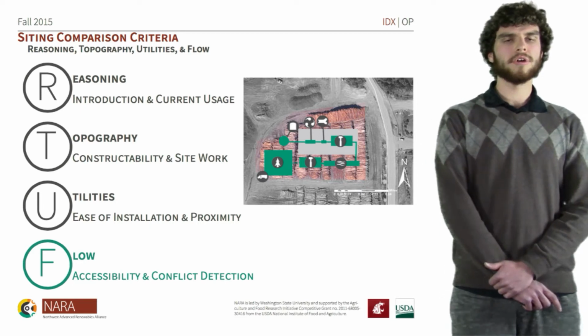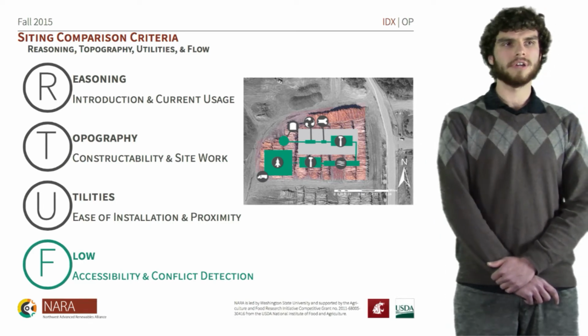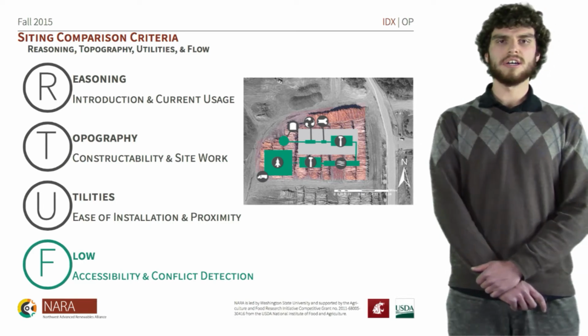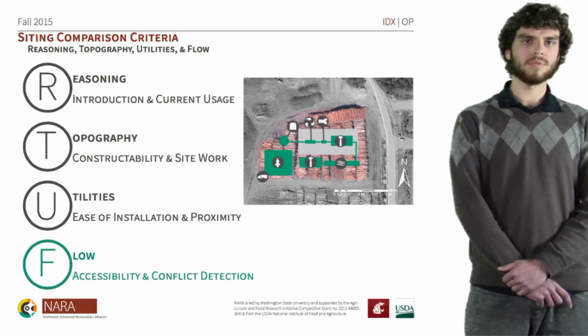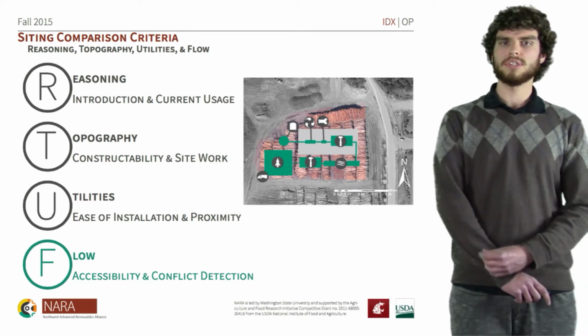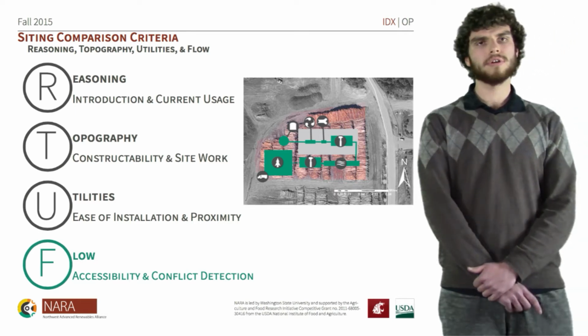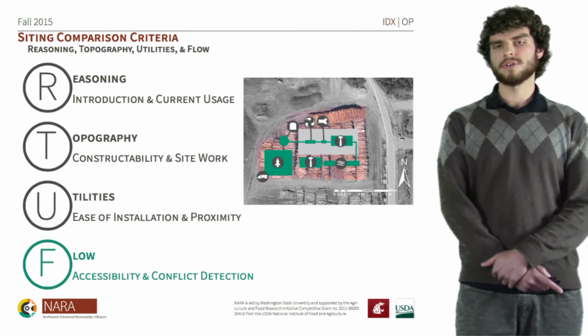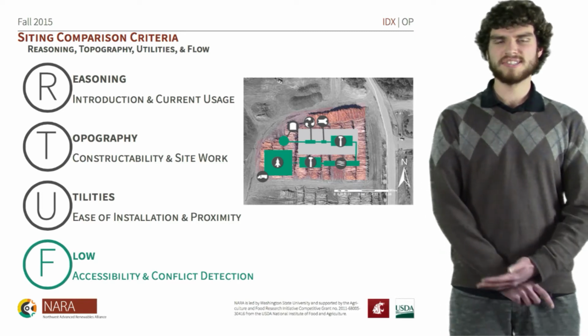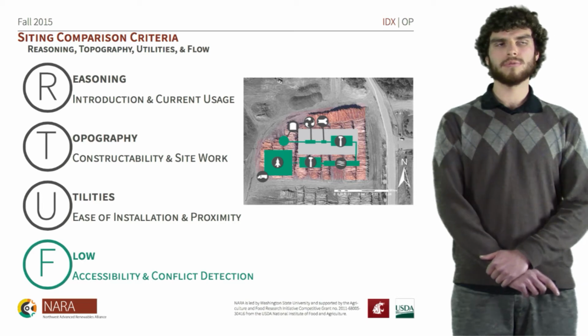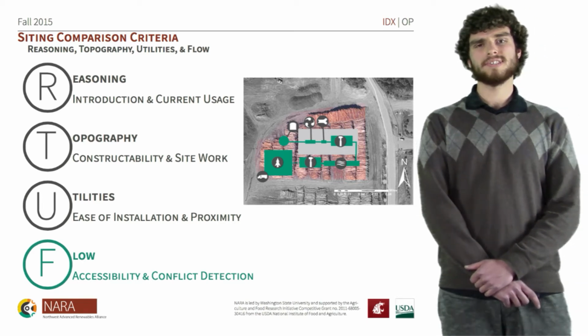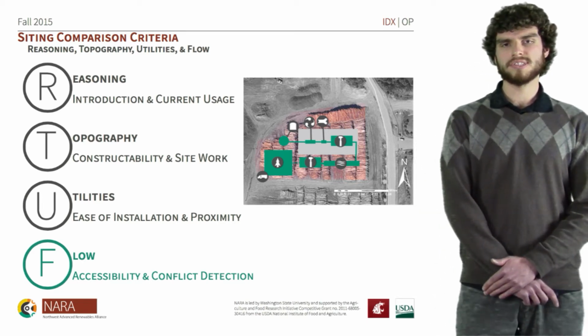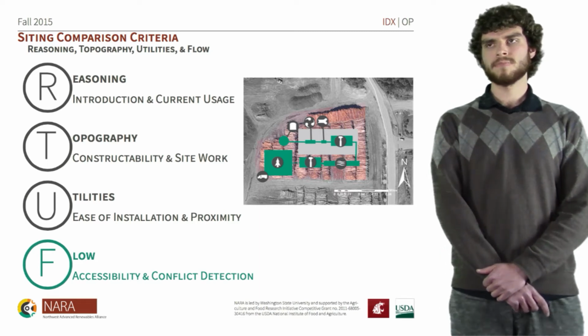Now, the common thread between all of these different items is cost. Whether it's difficulty in topography, utilities, or flow, any of these can be overcome, but at some price. So really what we're looking at here is trying to find the site with the smallest initial cost for startup.